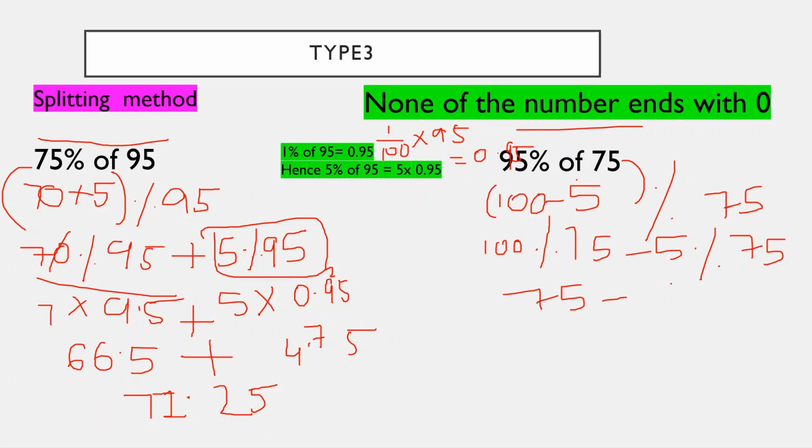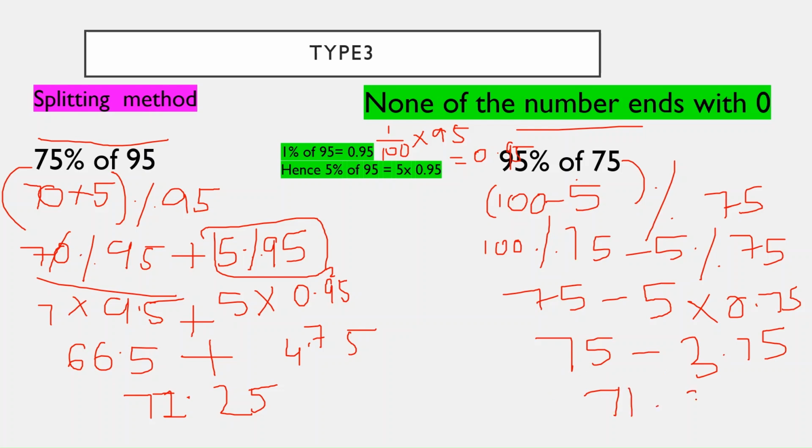5 into, see, 1% of 75 is 0.75. Then 5% of 75 is 5 into 0.75. Now 75 minus, multiply this 5 into 0.75 will be 3.75. Now do the subtraction and you will get the answer as 71.25. Either you can do it in this way or in this way, both are correct.